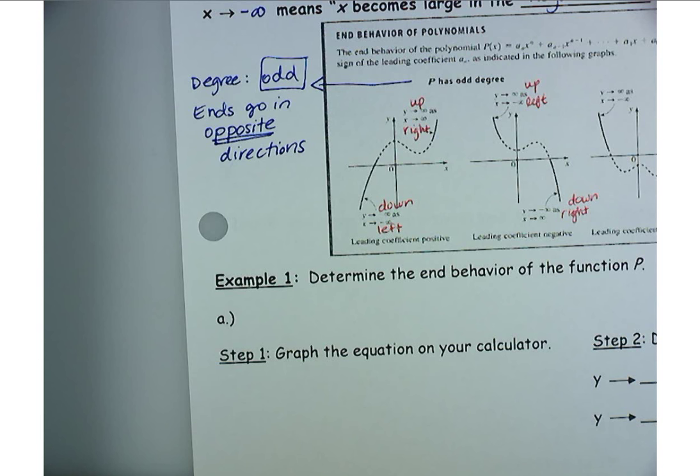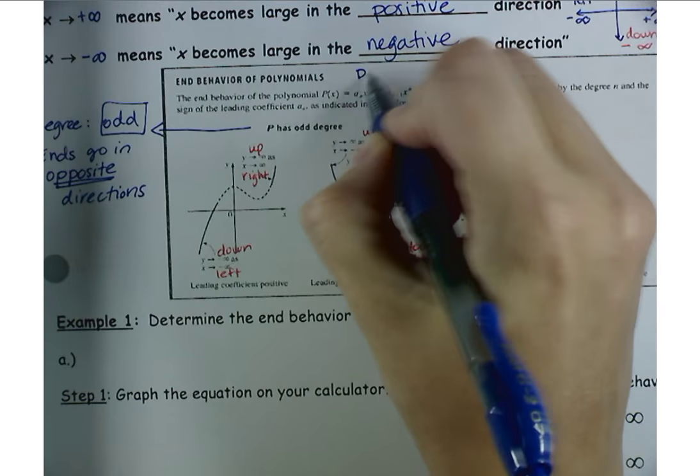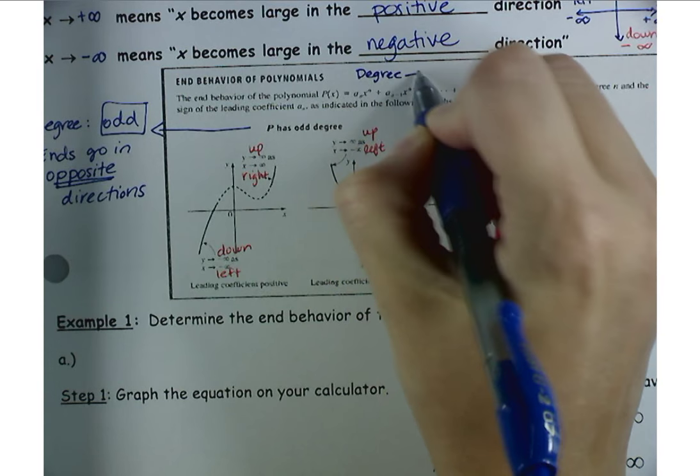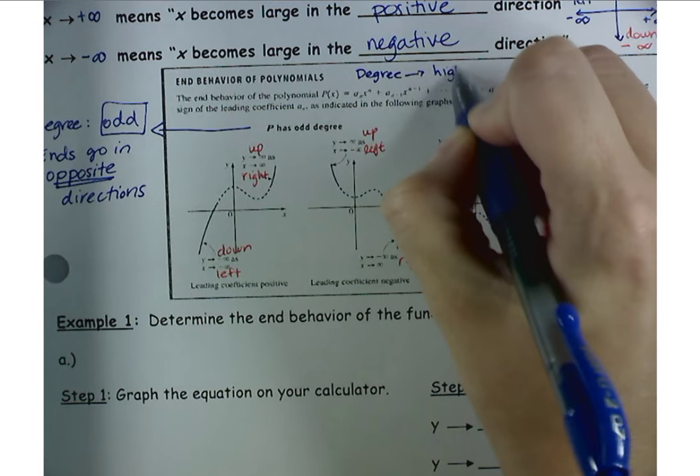How do you know what the degree is? Yeah, Dennis? The what exponent? Yes, the highest one. Okay, so to find the degree, your degree is the highest exponent. So I'll just make a notation of that here.